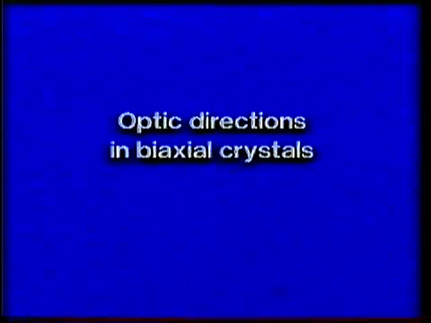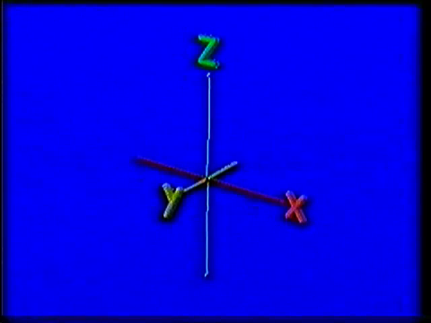3 mutually perpendicular principal vibration directions are present, X, Y and Z. And here they are, and the corresponding refractive indices are alpha, beta and gamma. The birefringence is gamma minus alpha. X is always faster than Y, which is always faster than Z.